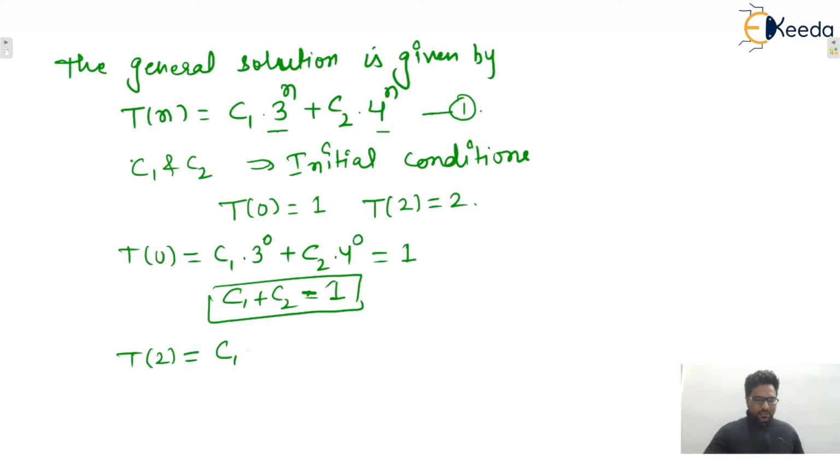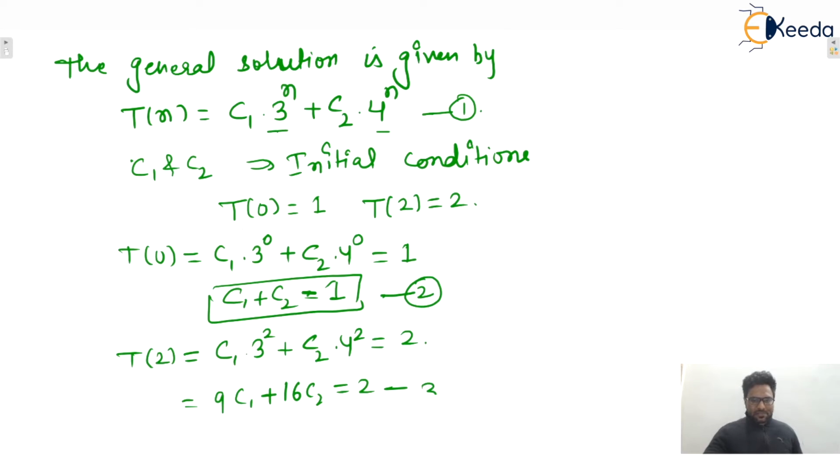So we can say that c1 into 3 square plus c2 into 4 square, that is given to you, that is 2. So this comes out to be 9c1 plus 16c2 equals 2. Let's say that is equation 2 and this is equation 3.